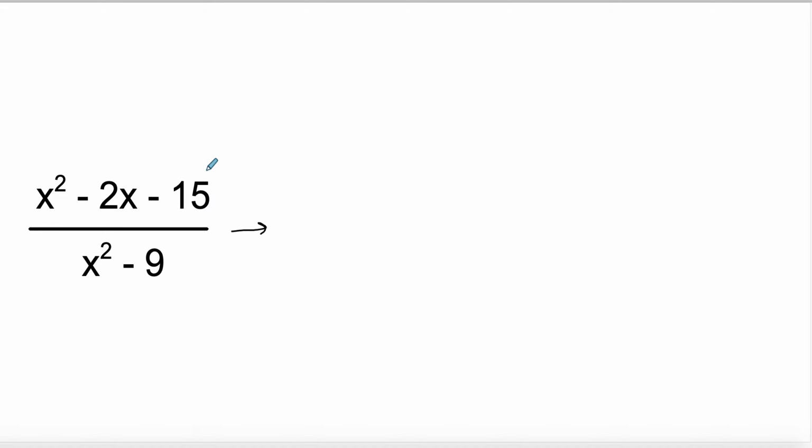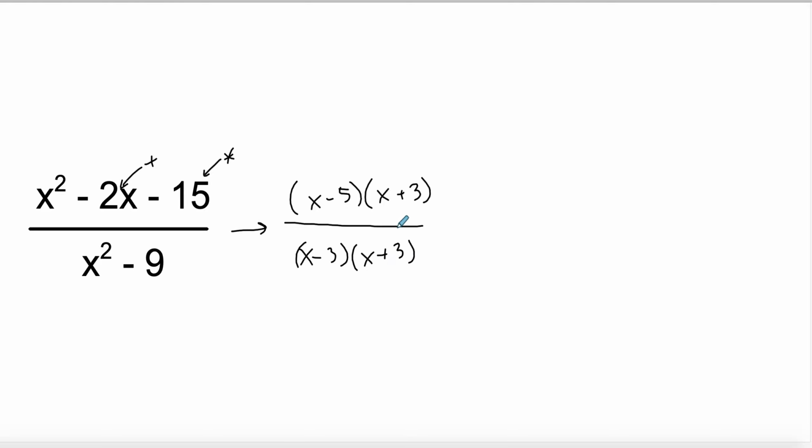All right, so two numbers that multiply to negative 15 and add to negative 2. Okay, that's going to be a 3 and a 5. So I'll have x minus 5 on the top and x plus 3 up there. Right, so negative 5 times positive 3 is negative 15, negative 5 plus 3 is negative 2. That's the numerator. Denominator, x minus 3, x plus 3. Now you should see we have a common binomial right there. Those cancel out. And we're left with x minus 5 over x minus 3.